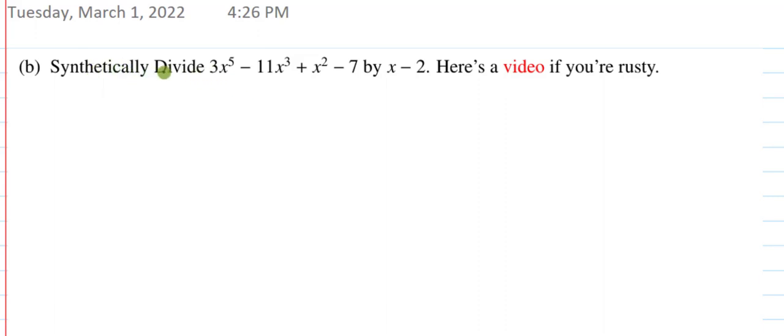So folks, in this problem we're asked to synthetically divide this fifth degree polynomial by x minus 2. So what we're going to determine is what happens if we take 3x to the fifth minus 11x cubed plus x squared minus 7, and we divide it by x minus 2.